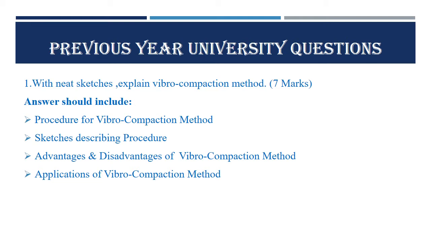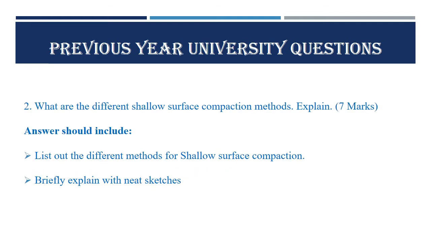So your answer should contain what is Vibro compaction, state the importance of Vibro compaction in 2 or 3 sentences, then list out the procedure for Vibro compaction, then sketches describing the procedure. After that, list any 5 advantages and 5 disadvantages of Vibro compaction method, and also list any 5 applications of Vibro compaction method. The second question was, what are the different shallow surface compaction methods? Explain.